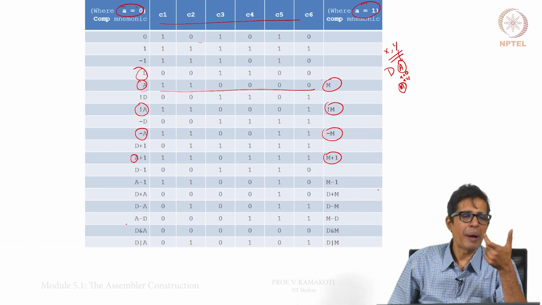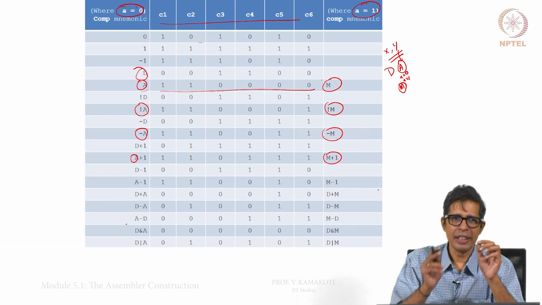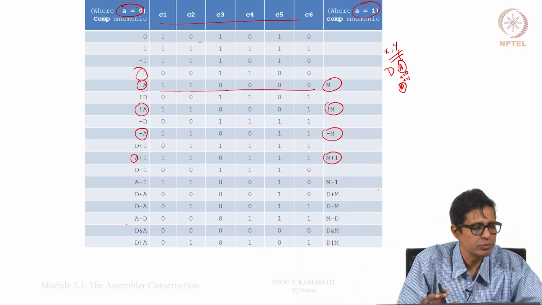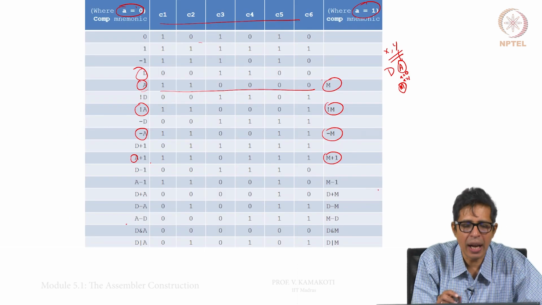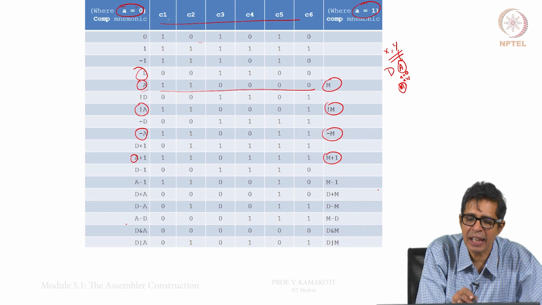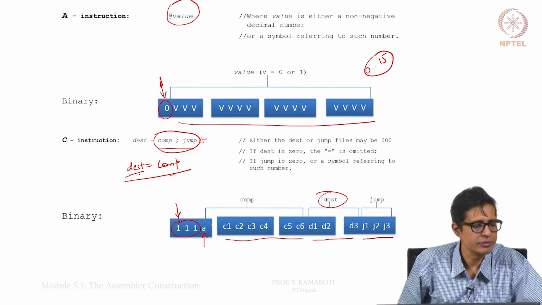So, by parsing that comp, what do you mean by parsing? By actually reading that comp part alone of that instruction, we can go and finalize what is A and what is C1 to C6, which are these bits of your C instruction.